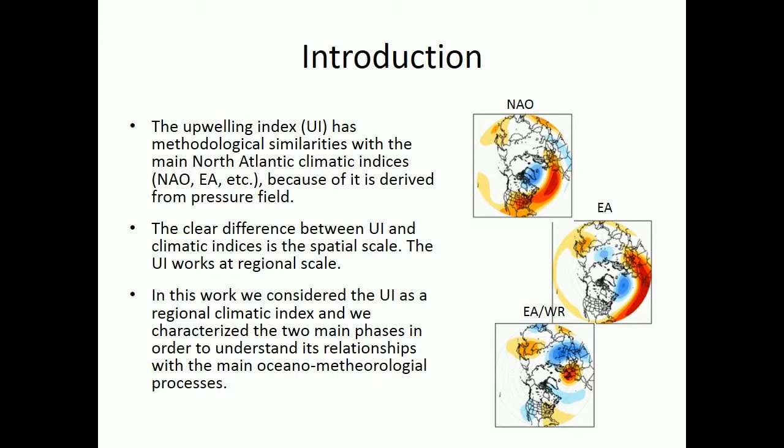Introduction. The Upwelling Index has methodological similarities with the main North Atlantic climatic indices, because it is derived from the pressure field. The clear difference between the Upwelling Index and climatic indices is the spatial scale. The Upwelling Index works at regional scale. In this work we considered the Upwelling Index as a regional climatic index, and we characterize the two main phases in order to understand its relationships with the main oceanometeorological processes.